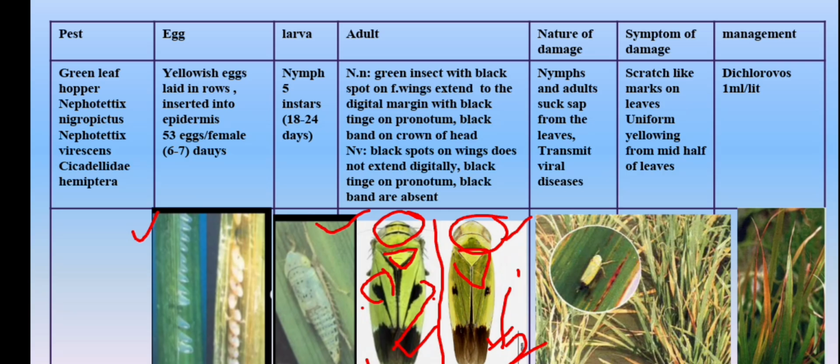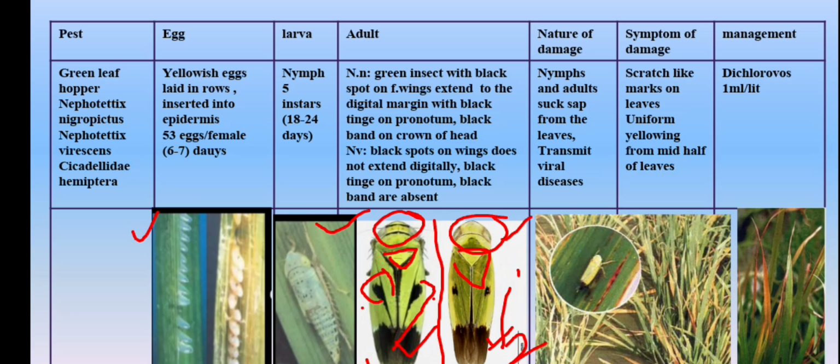So how will they cause damage? Generally the nymphs and adults suck sap from the leaves, and if the insect is sucking sap from the leaves, what will happen? Generally you can see yellowing of the leaves, and one important thing is that these will transmit viral diseases. The main viral disease which these transmit is rice tungro.